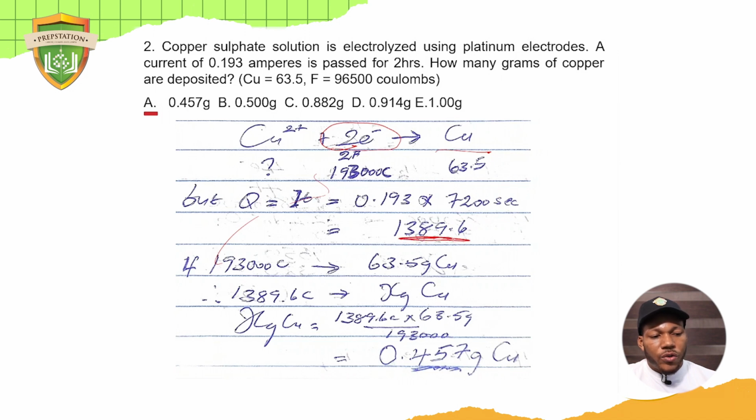This is what you will use to find the grams of copper deposited. So therefore, if 193,000 coulombs discharge 63.5 grams of copper, what will 1389.6 coulombs discharge? You cross multiply. So you have 1389.6 times 63.5 divided by 193000. That will give us 0.457 grams of copper. If you check the options, the right answer there is option A.